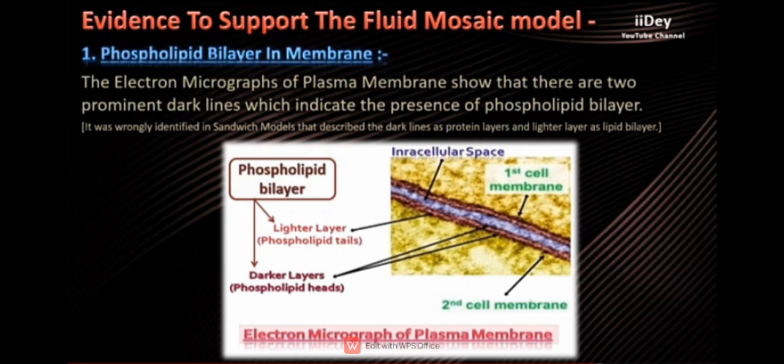Evidence to support the fluid mosaic model. Phospholipid bilayer in membrane. The electron micrograph of plasma membrane shows two prominent dark lines, which indicate the presence of phospholipid bilayer. Intercellular space, first cell membrane, second cell membrane. Along with that, the phospholipid bilayer is there, lighter layer phospholipid tails and darker layer phospholipid heads.